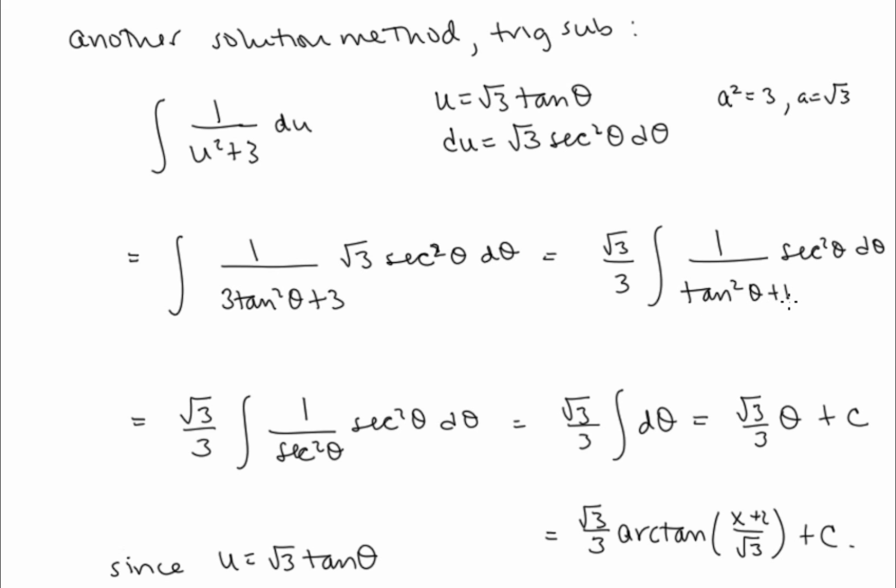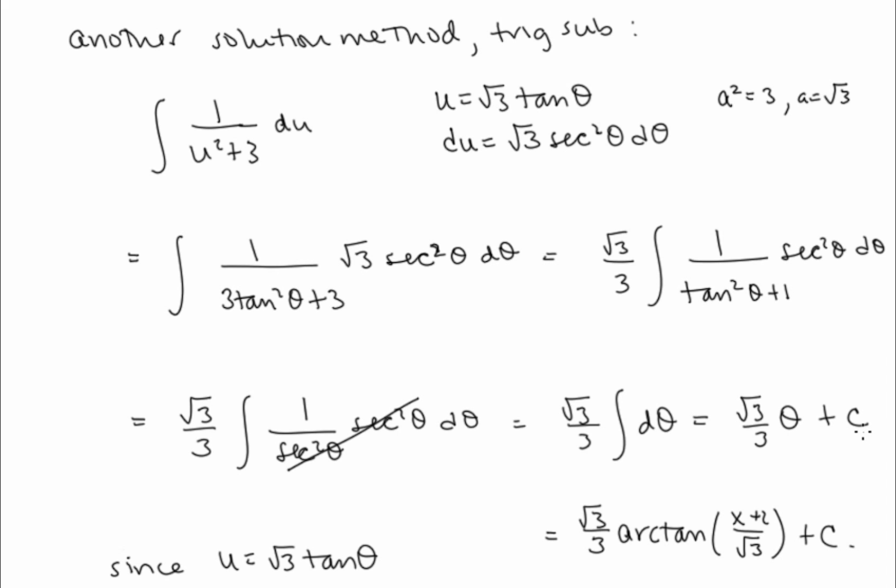We know tan squared theta plus 1 is secant squared theta. So these will cancel, and we're integrating just d theta. And that integrates to theta. So we have radical 3 over 3 times theta plus a constant.